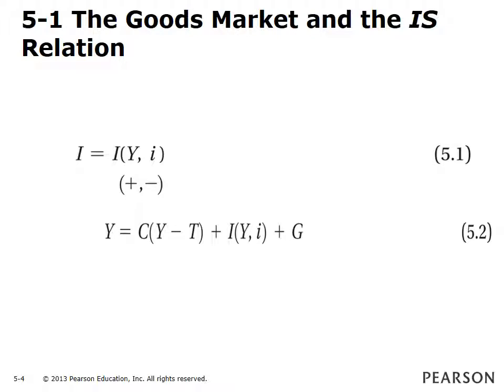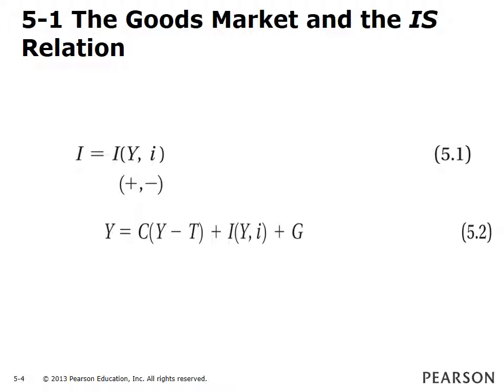In Chapter 3, investment was considered fixed. In this chapter, we study the behavior of investment. Equation 5.1 above shows the investment relation. It says investment depends primarily on two factors. 1. The level of sales, Y. An increase in sales leads to an increase in investment. And 2. The interest rate. An increase in the interest rate leads to a fall in investment. We continue to assume inventory investment equals 0, so production is always equal to sales.